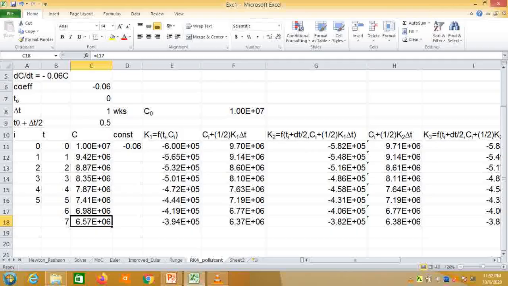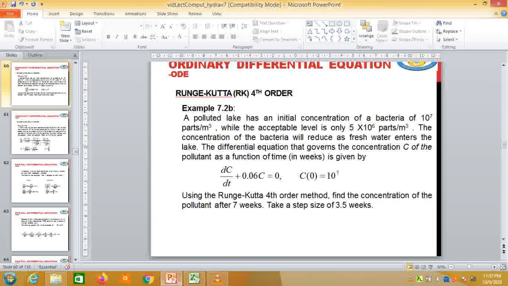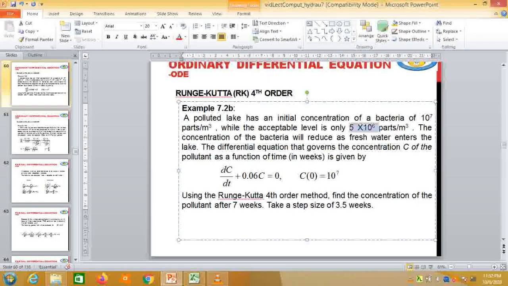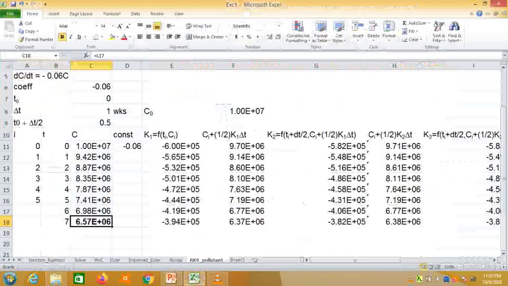As you can obviously see, this concentration is still not below the acceptable level, because the acceptable level is 5 times 10 to the power of 6. But what we have found is 6.57 times 10 to the power of 6.